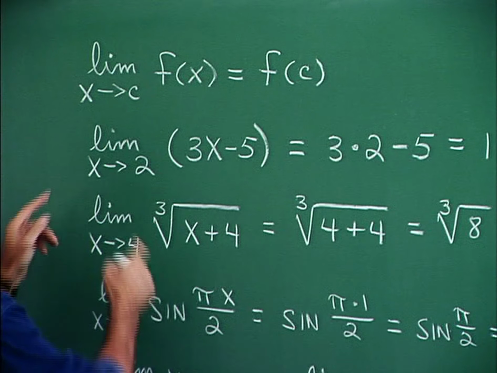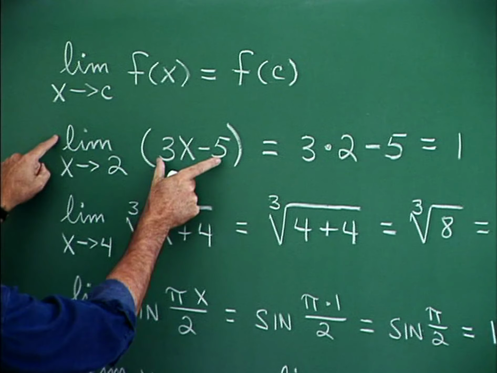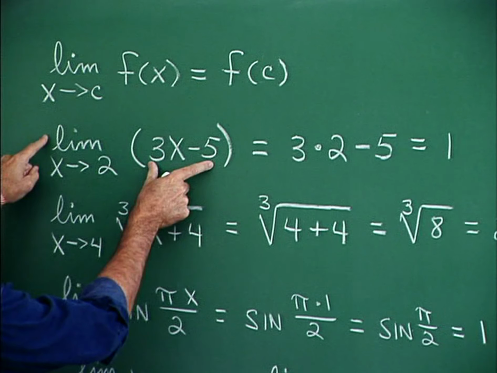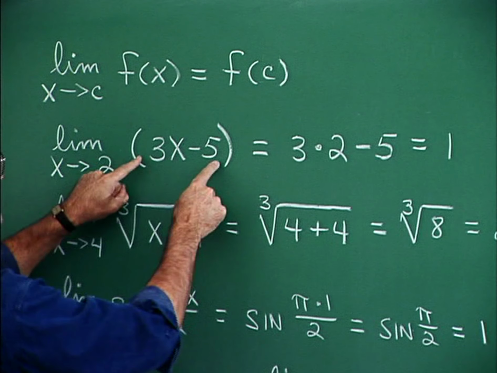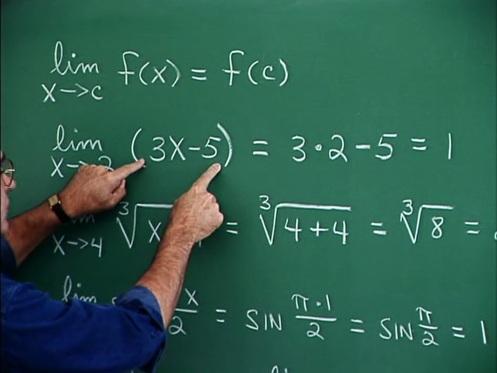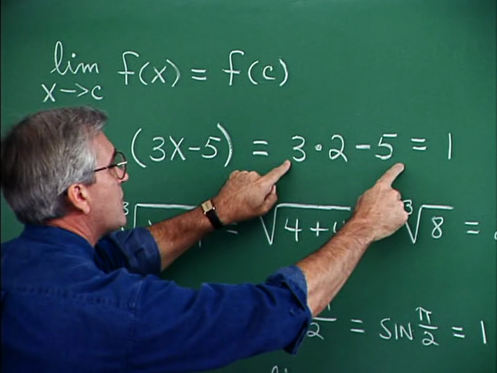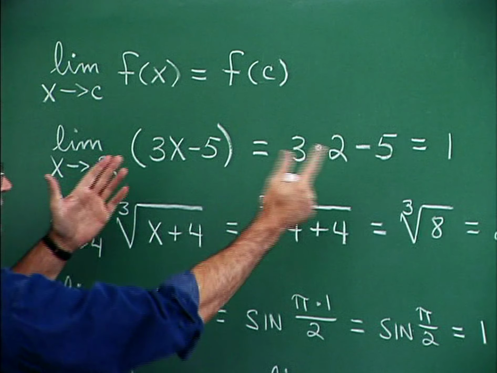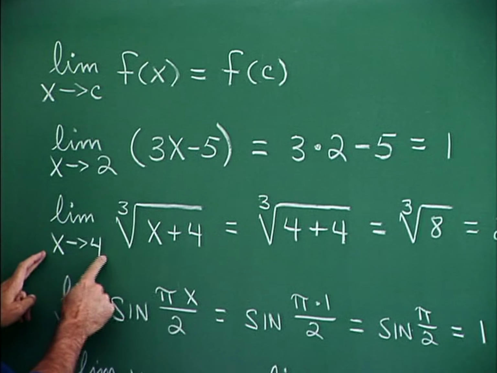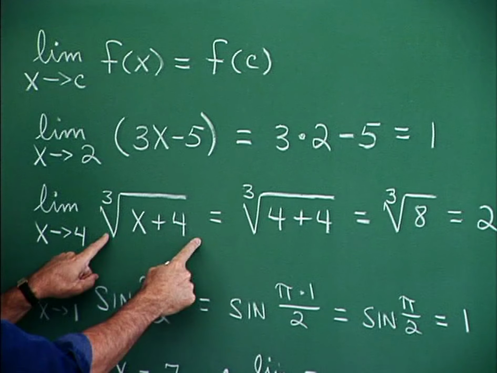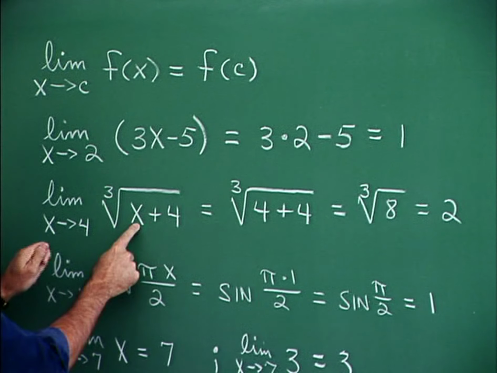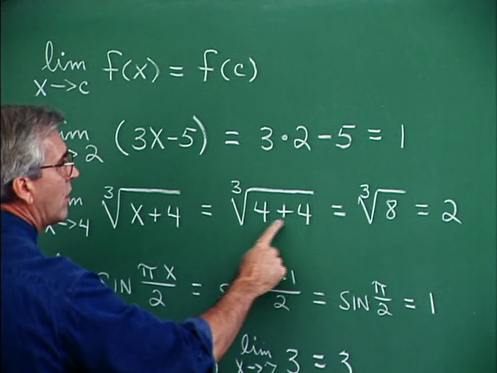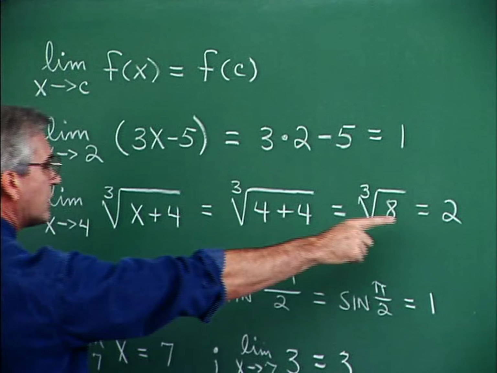For example, if we're taking the limit of this expression as x approaches 2, then take f of 2. Just replace x with 2 in the expression. We have 6 minus 5, or 1. So the limit then is 1. The limit as x approaches 4 of this means, what is f of 4? Put 4 in place of this x, and we have 4 and 4, 8. The cube root of 8 would be 2.